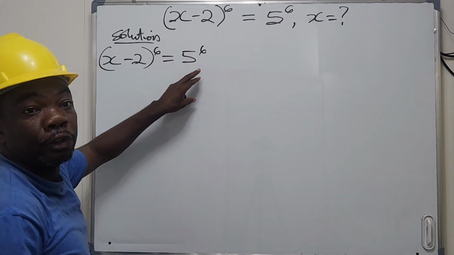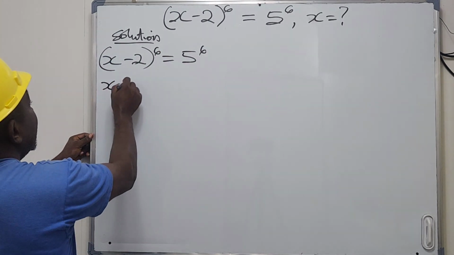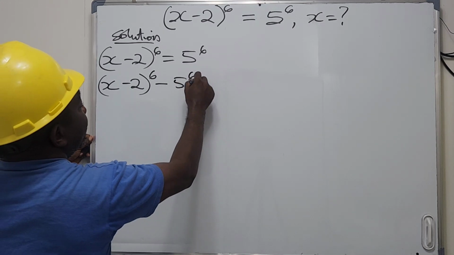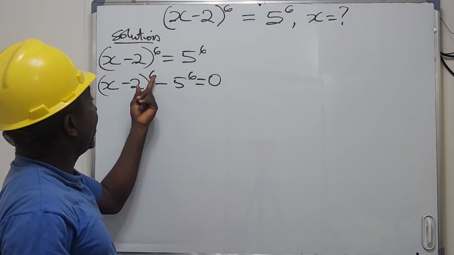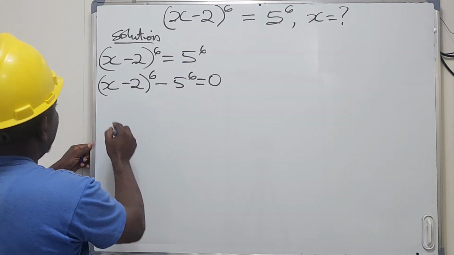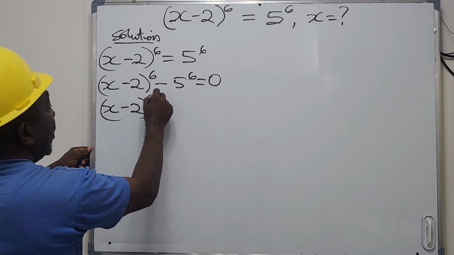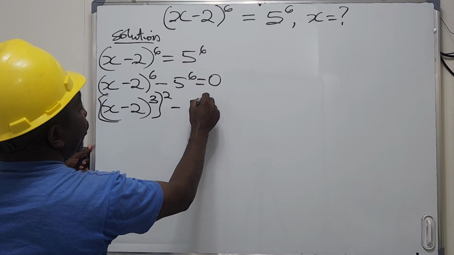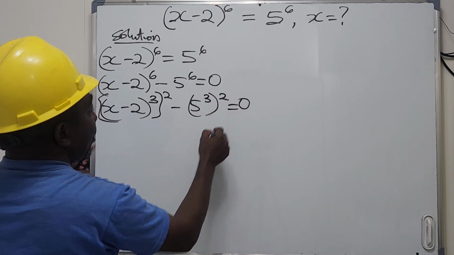What we are going to do is transpose the right hand side to the left hand side. So this will become (x − 2)^6 − 5^6 = 0. From here, we can break this 6 down to 2 times 3. So this will become ((x − 2)^3)^2 − (5^3)^2 = 0.